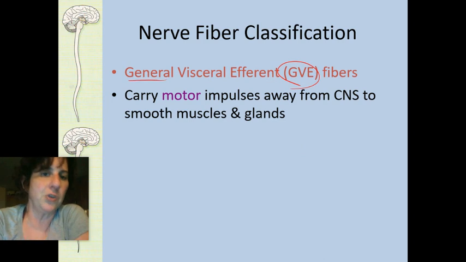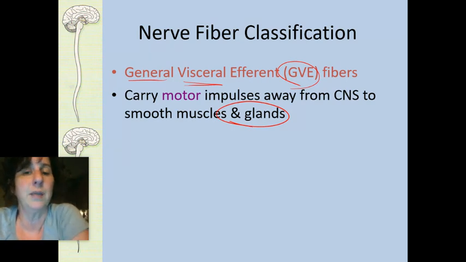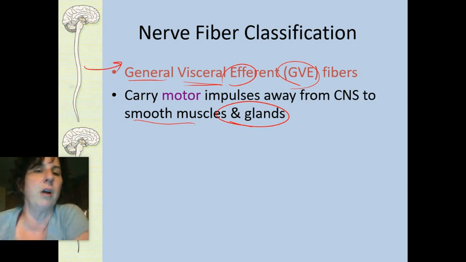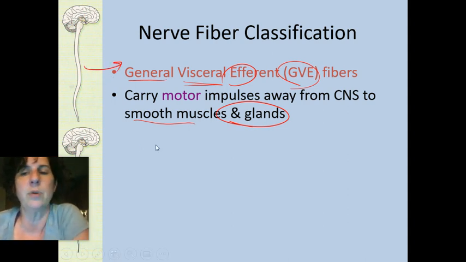GVE, again, generalized, so not specialized there. Visceral, so it tells you it's going to the viscera. So this means I'm going to the glands, also smooth muscles. And again, efferent, so it's going away from the central nervous system. It's a motor nerve.